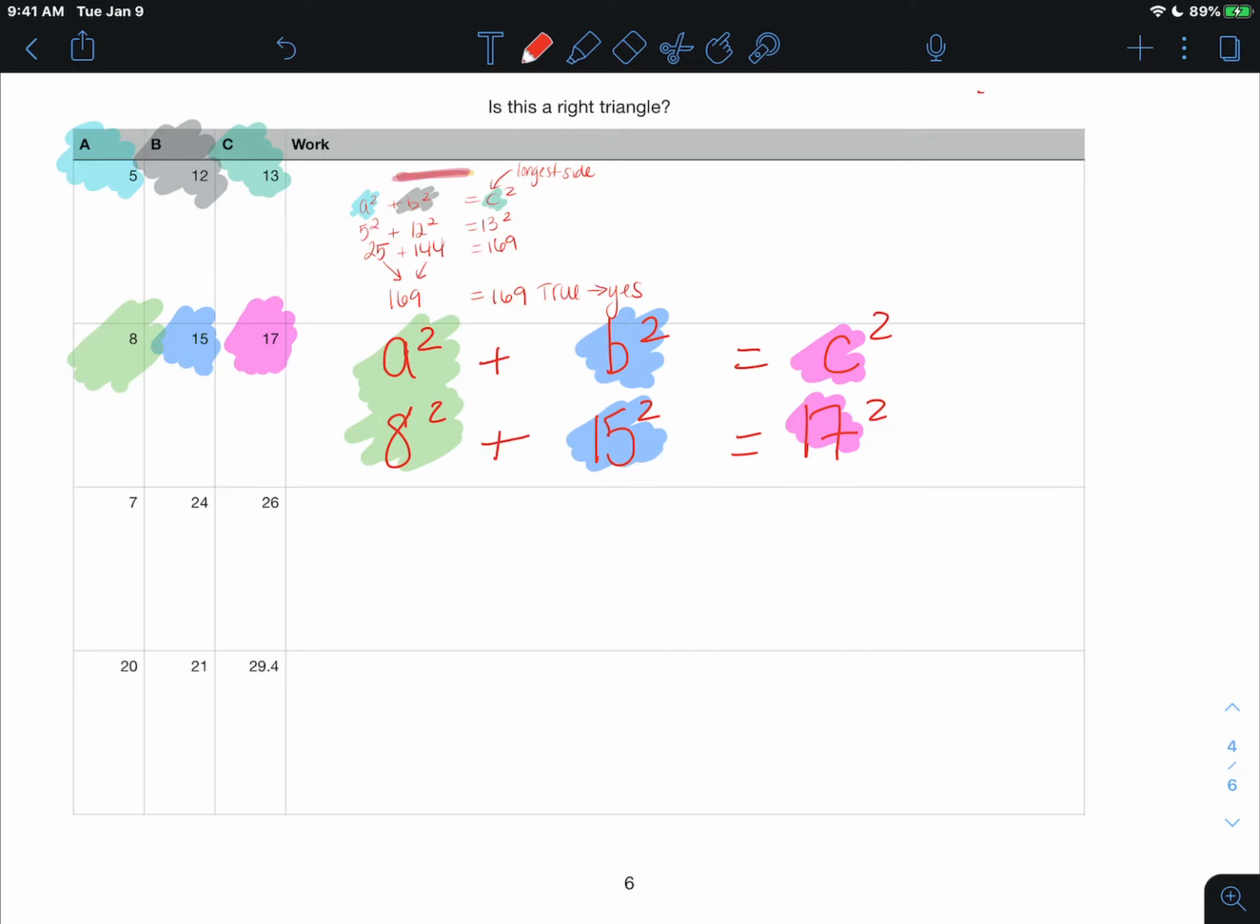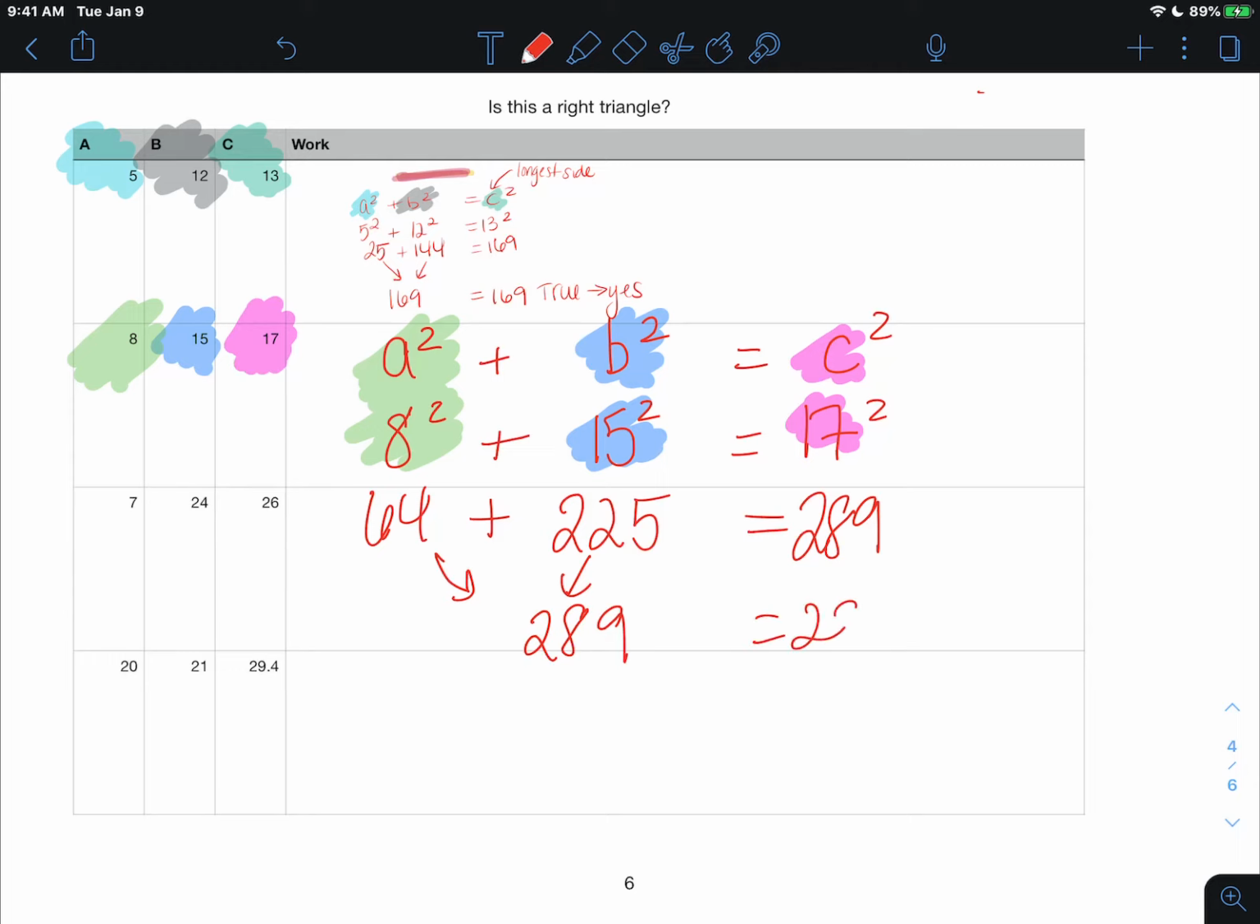So if I go ahead and do 8 times 8 plus 15 times 15 and 17 times 17, so now I can go ahead and combine like terms, and I get 289 equals 289. This is true, so yes, this is most certainly a right triangle.